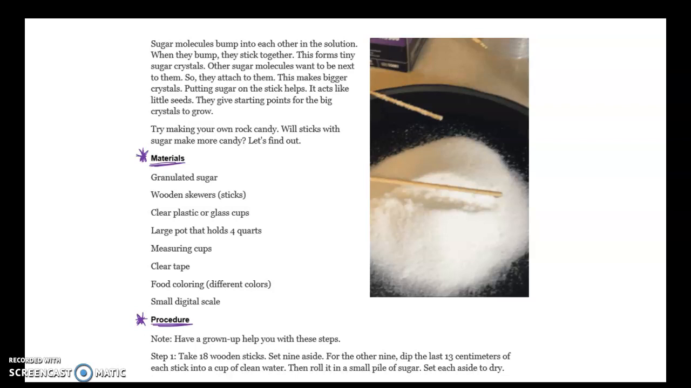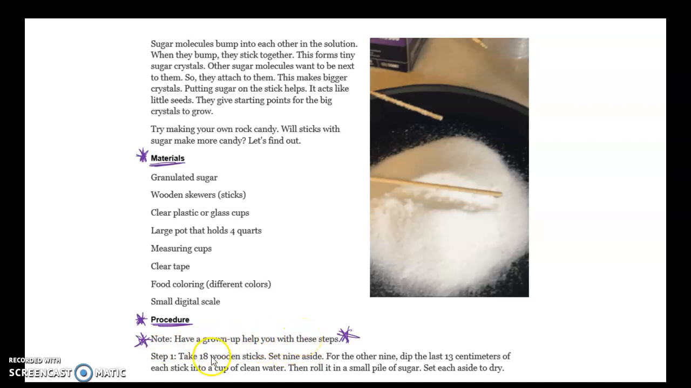So the materials are granulated sugar, wooden skewers, clear plastic or glass cups, a large pot that holds 4 quarts, measuring cups, clear tape, food coloring of different colors, and a small digital scale. Okay, here's a note. This must be important, right? Because when there's a note, it must be important. There's a reason they put it there. Oh, have a grown-up help you with these steps, so do not do this by yourself.